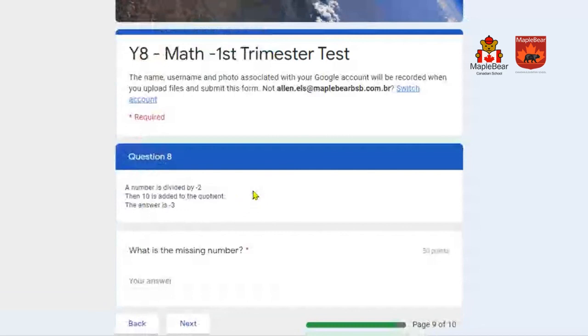I can use x. Here you're going to mix what? You're going to mix integers with equations. Okay? So try to write your equation, then solve it, using any strategy that you prefer. Cool. Then give the value of the missing number that you have. A number is divided by 2, then 10 is added to the quotient. The answer is -3. And that's the last question.